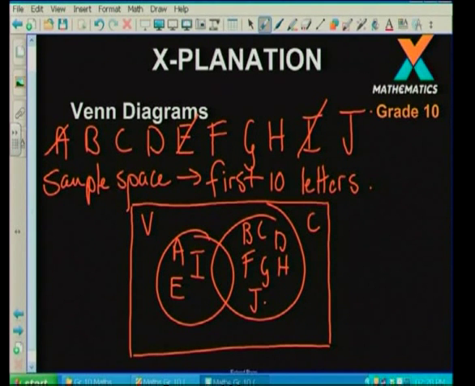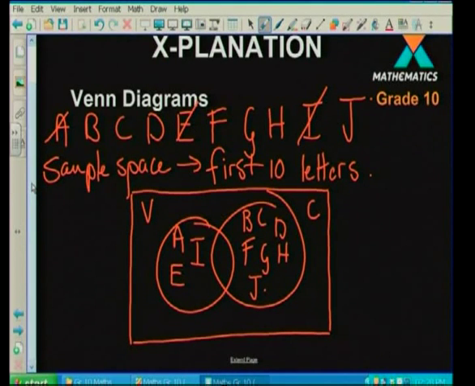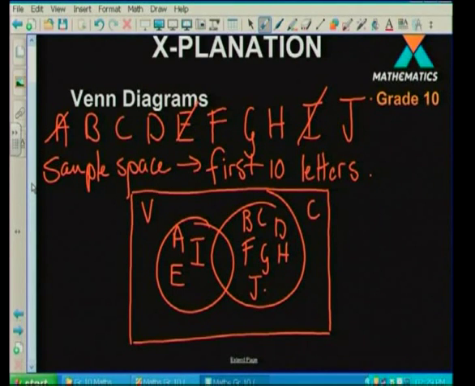Right. Now, let's have a look at what this Venn diagram means. The first thing that we must notice, and this will not be the case for all Venn diagrams, is that these two events, the event of a vowel and the event of a consonant, are mutually exclusive. How do I know that? Well, I know from my experience of the alphabet that no letter can be a vowel and a consonant. And also, if I look at my Venn diagram, I can see over here that the intersection between the two is actually empty.